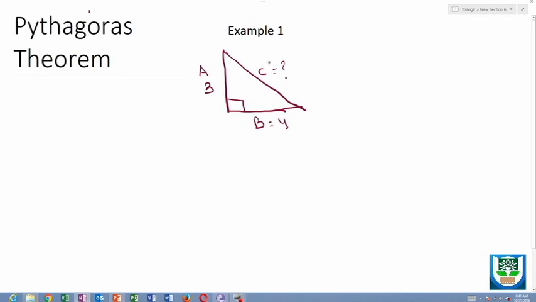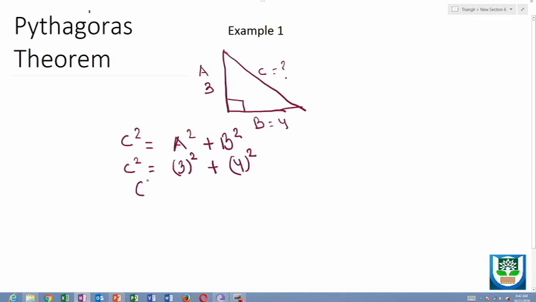What the Pythagoras theorem says is that C square equals the sum of A square and B square. That means C square equals A square plus B square. So, we will write it out here. C square is equal to A square plus B square. Now, we don't know what C square is, but we know A is 3, so A square is 3 square, and B is 4, so B will be substituted with 4, and B square is 4 square.